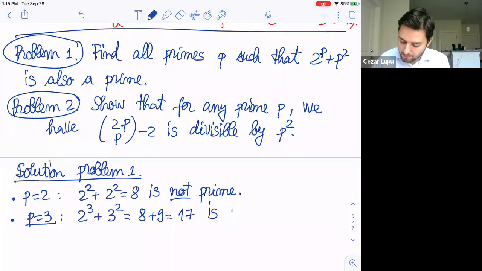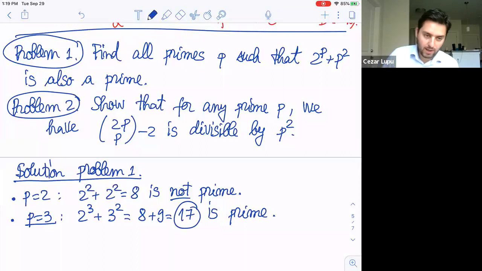Is prime. So that's a good one. Let's keep this in mind. And now let's see. 4, I cannot take it, it's not a prime. Let's see for p equals 5. Let's inspect this.